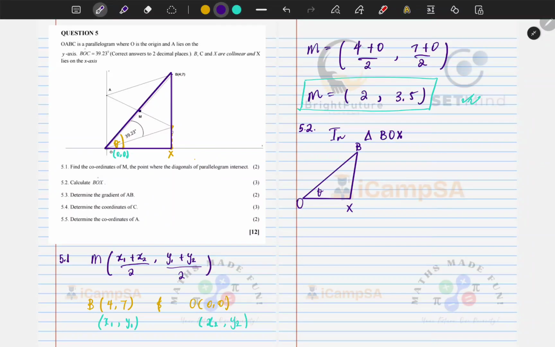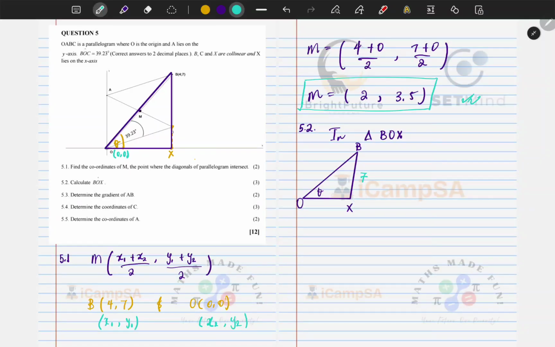So the distance from here to here is going to be 7 units, because we are looking at your y-axis. So the point Y, which is 7, is going to be 7 units. That means this point here is going to be 7.